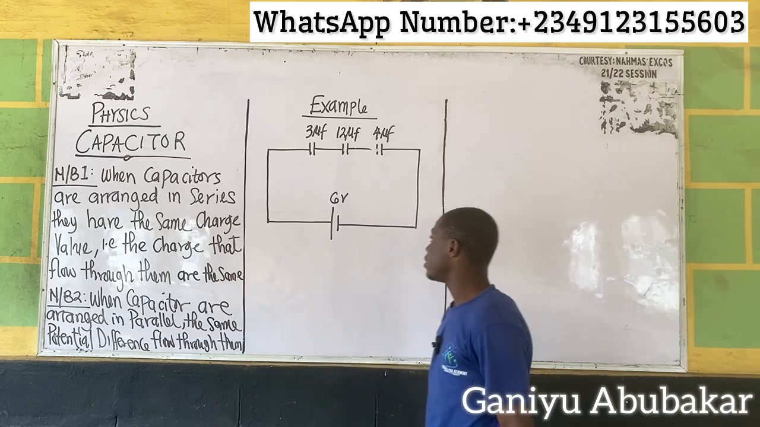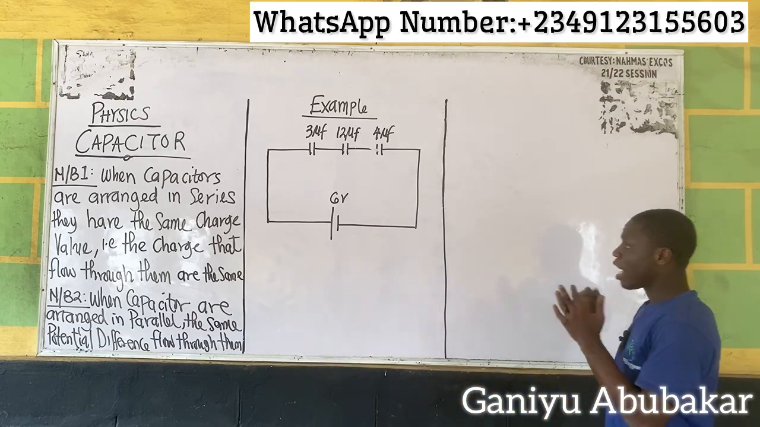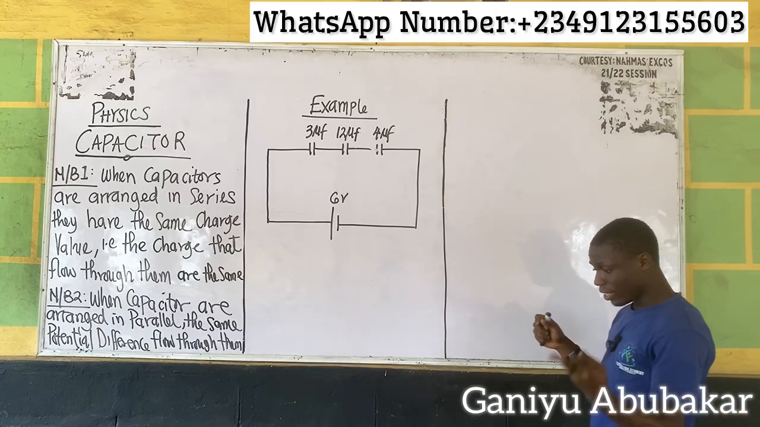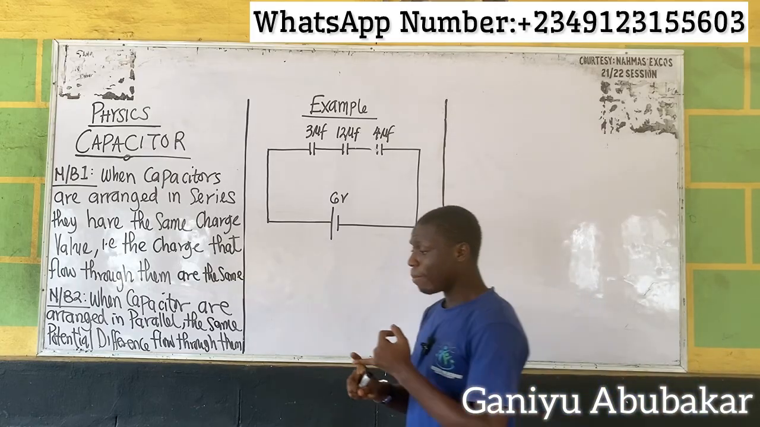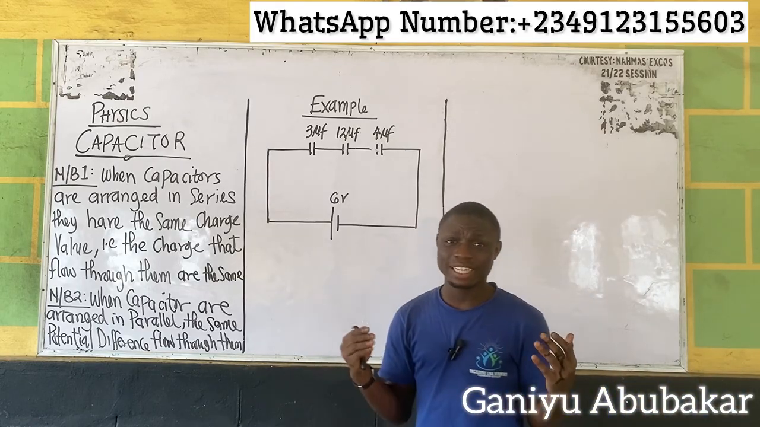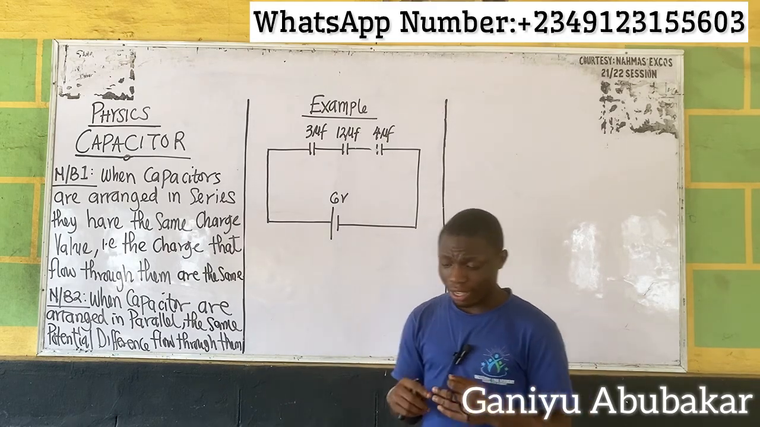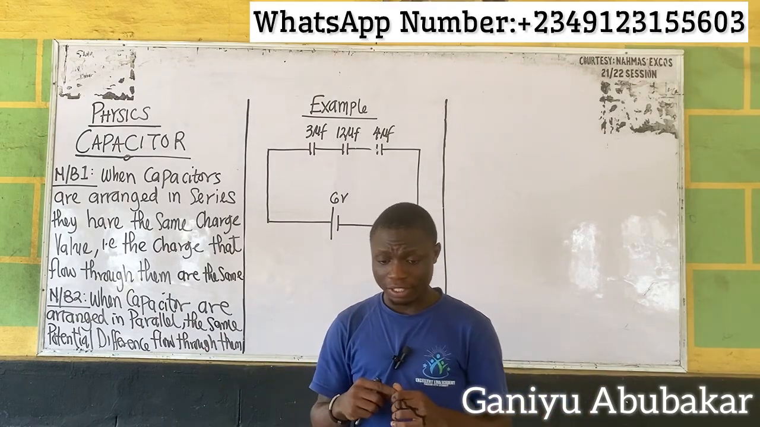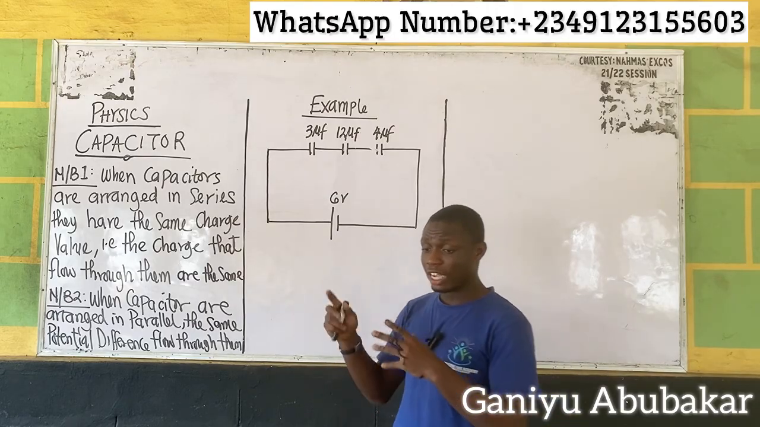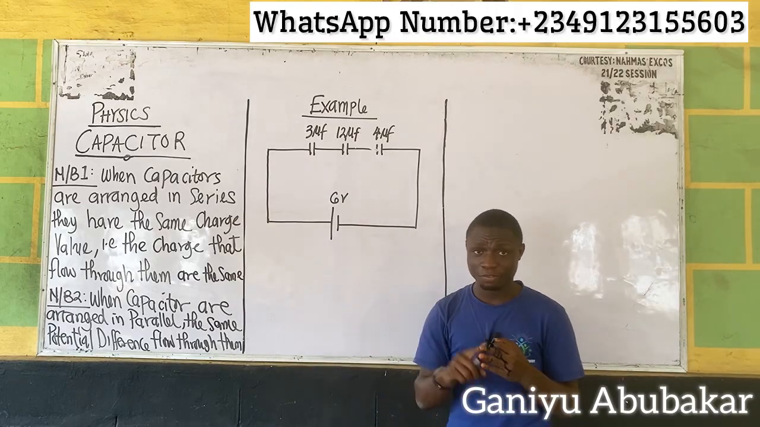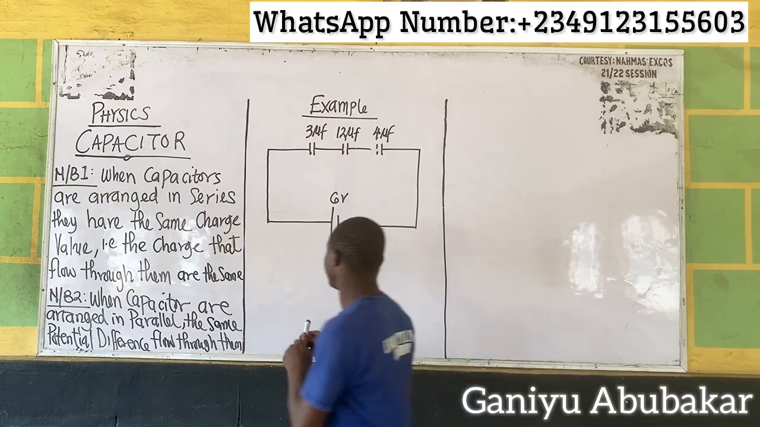First things first, I have a circuit diagram here and I'm asked to find three things. Number one, I'm asked to find the equivalent capacitance. Number two, I'm asked to find the charge of each capacitor, and I'm asked to find the potential difference. So let's get it done, please. Solution.